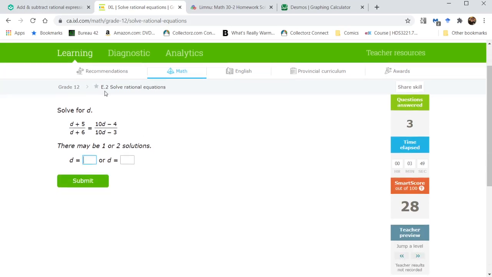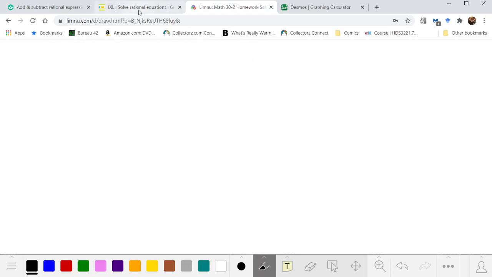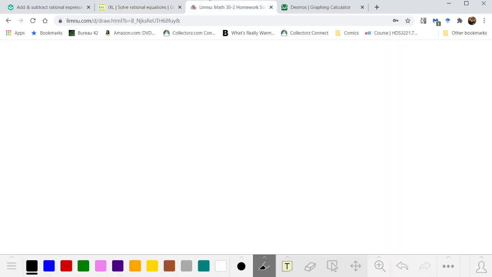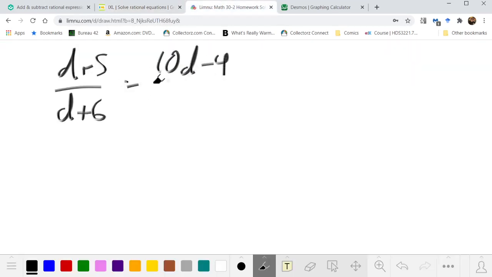So now we have to solve for D. Again, with a possibility of one or two solutions. Although this is another one that is only going to give us one because we have the same coefficients here, so we're going to get a lot of equivalent cancellations. So we will have (D plus 5) over (D plus 6) equal to (10D minus 4) over (10D minus 3).